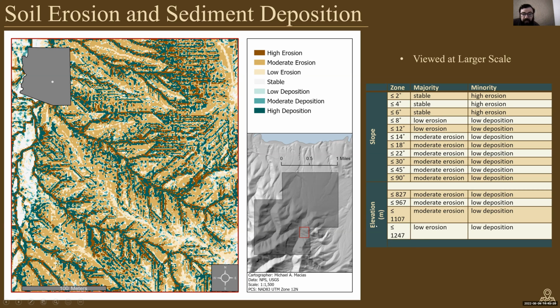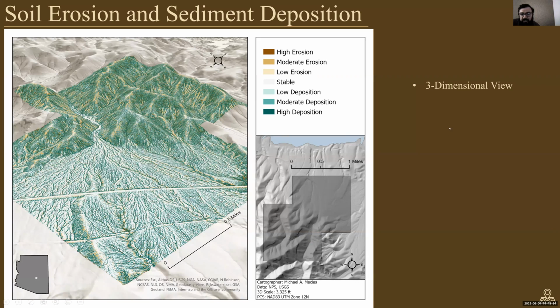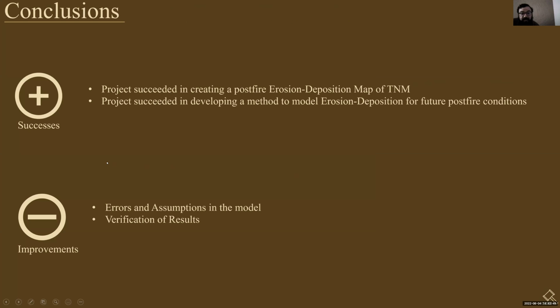I also looked at them as a three-dimensional local scene in ArcGIS Pro, just to give a more realistic view. Whether it's a two-dimensional map or a three-dimensional scene, this, for the layperson, could easily make out which areas are at least more important, per se, when it comes to erosion mitigation and monitoring. So overall, my project succeeded in creating a post-fire soil erosion deposition map of Tonto National Monument, and it was successful in developing a methodology and identifying data to do this, which again could help with future BAER plans.